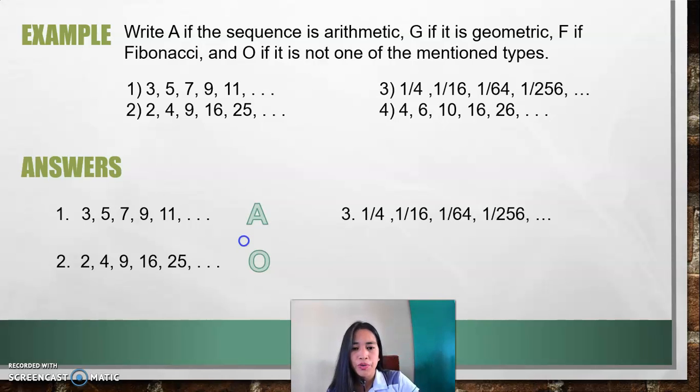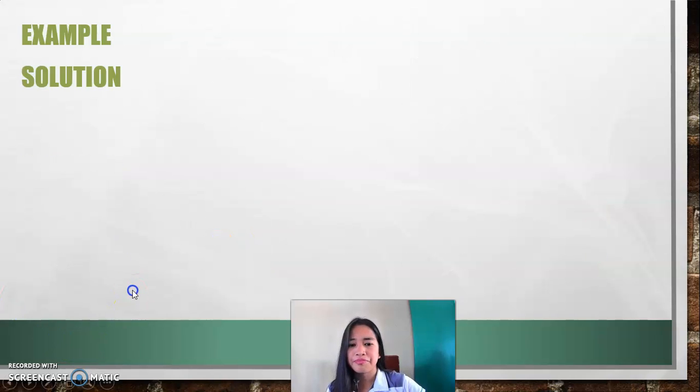Number 3, 1/4, 1/16, and so on. Okay. Let's observe that the terms are just multiplied by 1/4 to obtain the next term. So we have the geometric sequence. Number 4, obviously, we just add the first and second term to obtain the third term, and so on. So this one is a Fibonacci sequence. So it's very easy to tell if it is arithmetic, geometric, or Fibonacci. So let's proceed to another example.